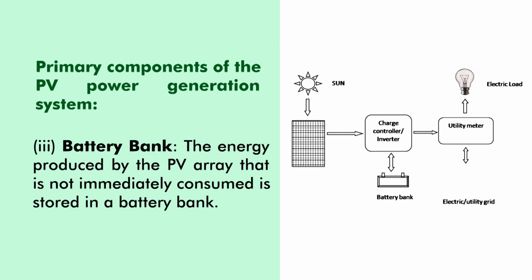Now we have to understand why the battery bank is required and what its function is. The energy produced by the PV array that is not immediately consumed is stored in a battery bank. Few PV systems use the electricity generated immediately and do not require a battery bank. So the cost of this particular PV system also depends on the battery bank. If you need to store, that means you need a battery bank. So if the battery bank comes into the picture, the cost of the whole system will increase.